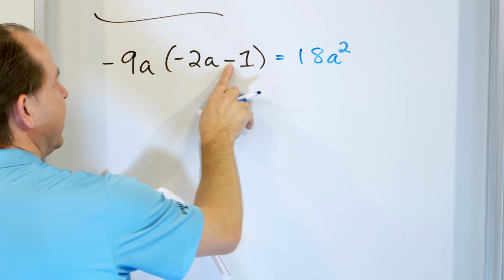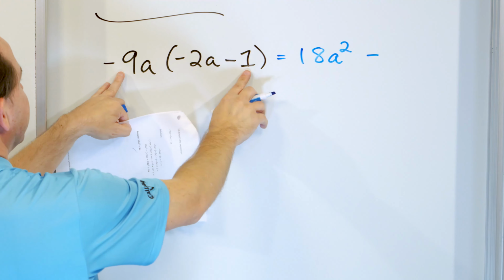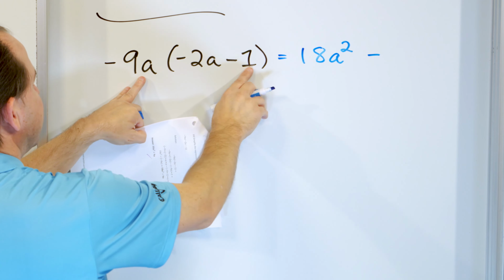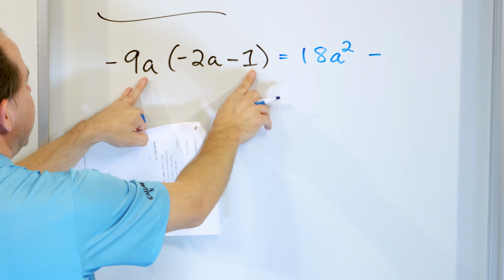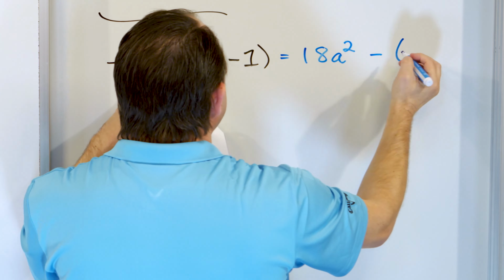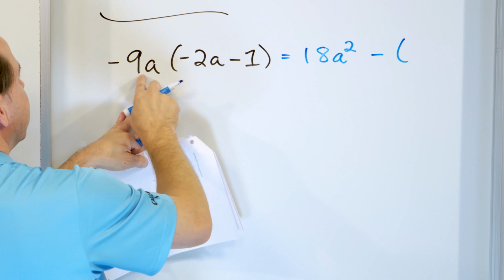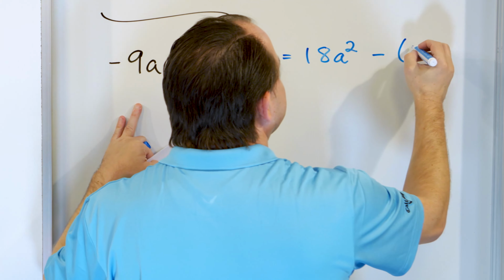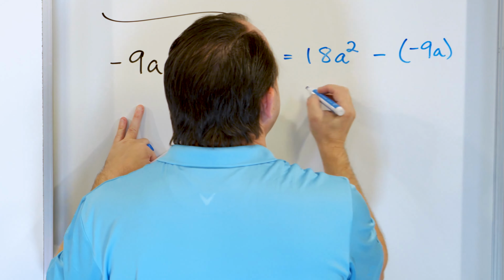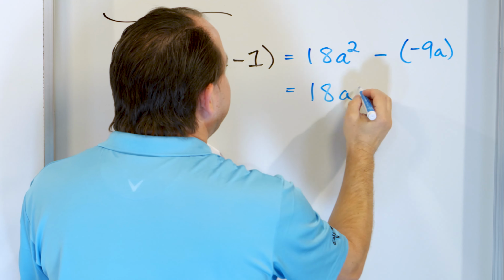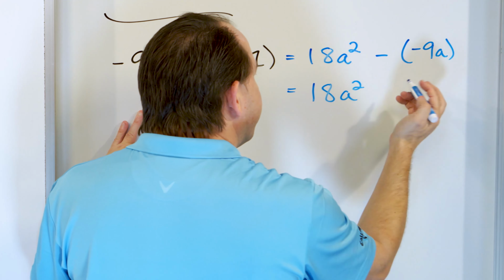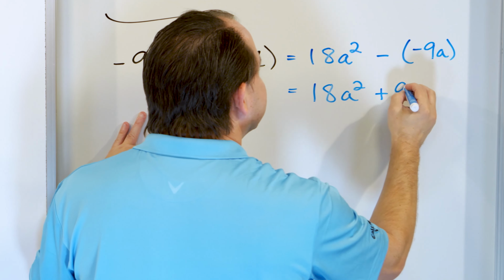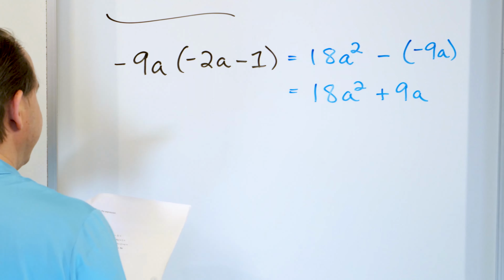We link it with a minus sign from here, and then we're going to multiply negative 9a times 1. And so what we get here, on the inside, is 1 times the negative 9a, so it's going to be negative 9a. And so we're going to have 18a squared. Double negatives always make a positive, so really this becomes a positive 9a. And so we get 18a squared plus 9a.